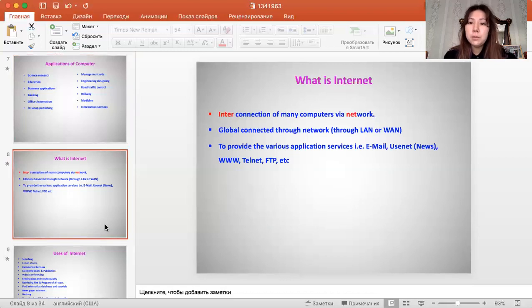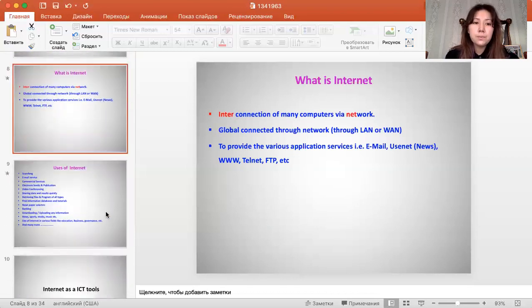What is the Internet? Interconnection of many computers via a network, global connection through LAN or WAN to provide various application services like email, Usenet, news, telnet, etc.